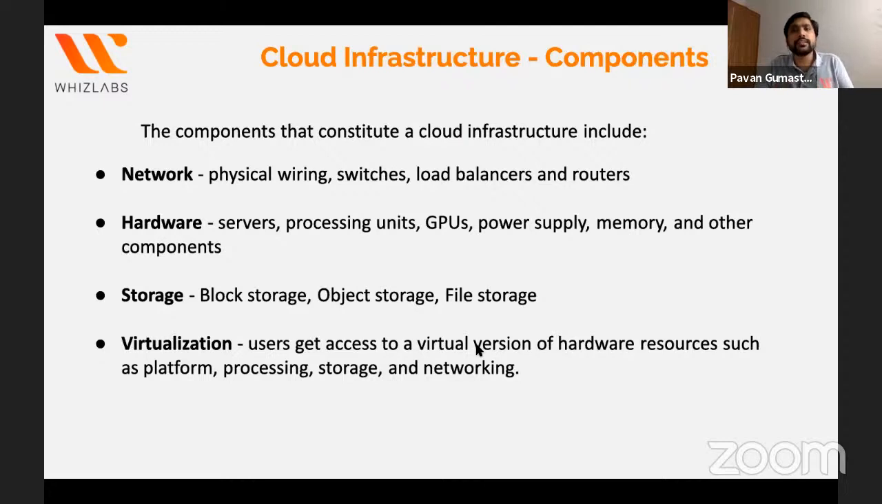So let's understand what the cloud infrastructure components are. The main components, as I explained here, are network, hardware, and storage. Networking basically includes the physical wiring, switches, routers, and things like that. Hardware as a service includes processing units, which I explained, the processors, power supplies, and memories. Imagine these things had to be done manually by the company previously, before cloud infrastructure, and that used to cost a lot.